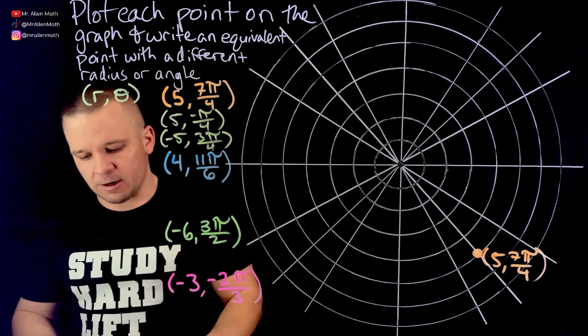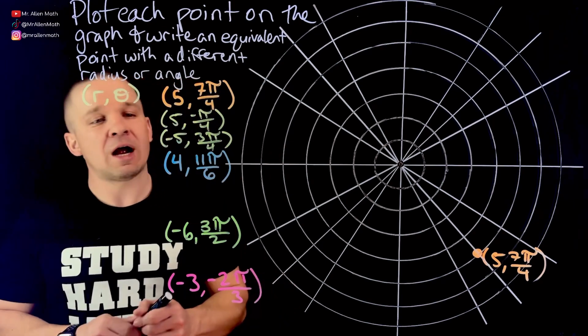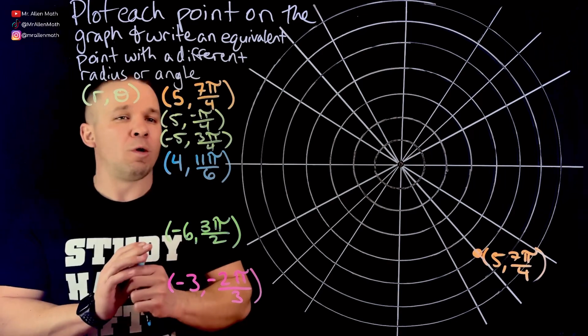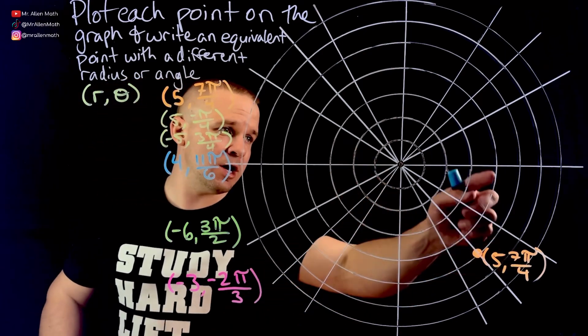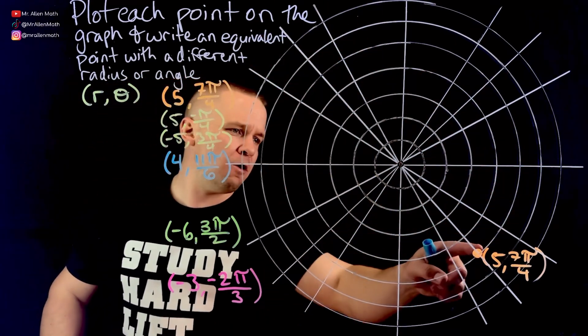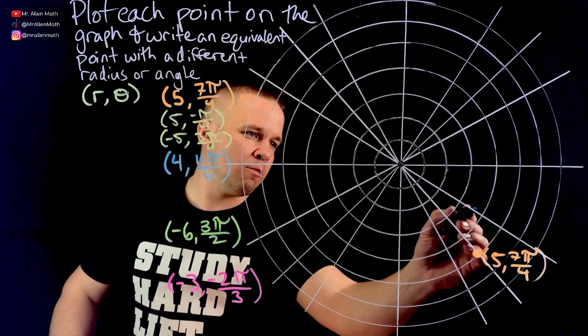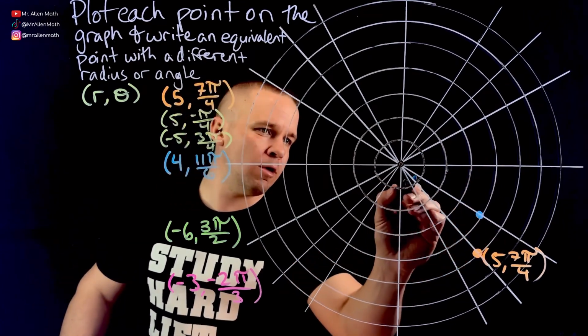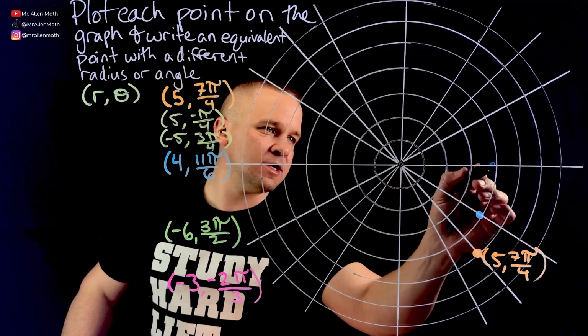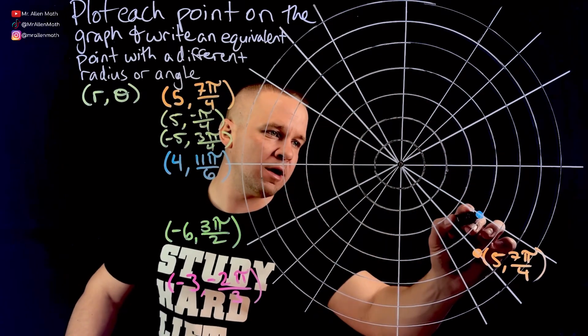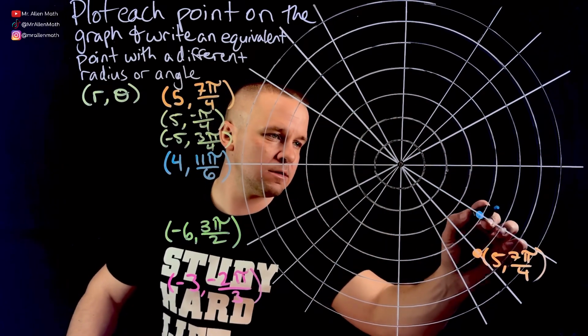All right, next one here. We got the blue guy. 4 comma 11 pi over 6. Well, 11 pi over 6 is all the way over here, right? So 4 would be 1 less than where we were. I think it's right about here. Let's see. Here we got 1, 2, 3, 4. And this is all the way around at 11 pi over 6. Nice.